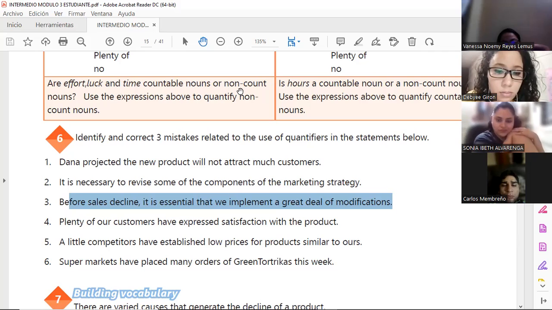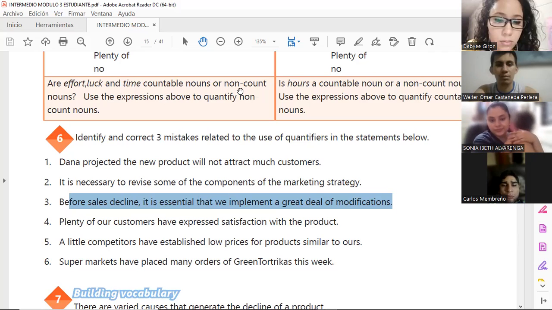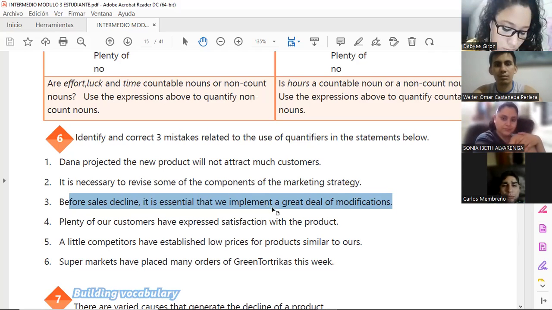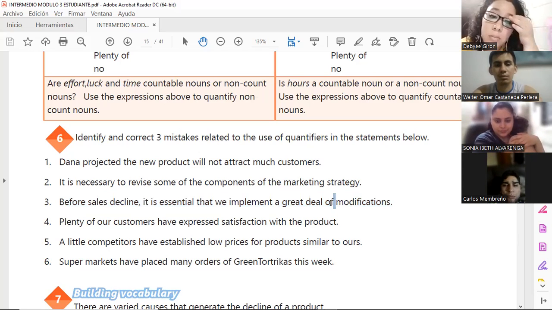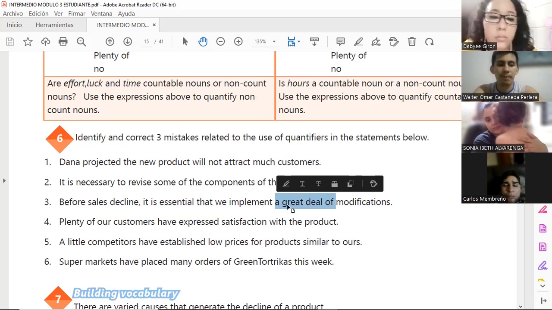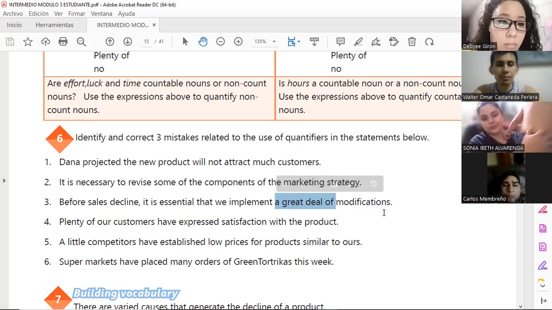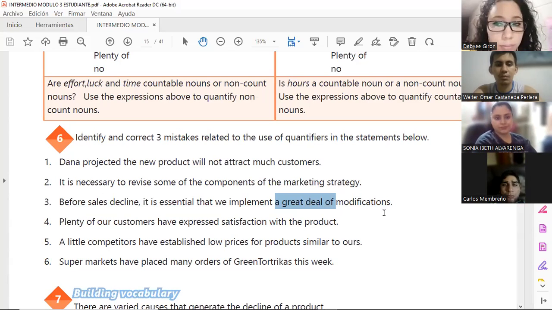Anybody else? A second opinion, please. Several modifications. Several. Ah, okay. So great deal is not correct. Entonces, great deal no está correcto. No, right? Because modification is countable. So you can say one modification, two modifications. Jorge, vamos a ver, Jorge. Do you agree? ¿Está de acuerdo, Jorge?